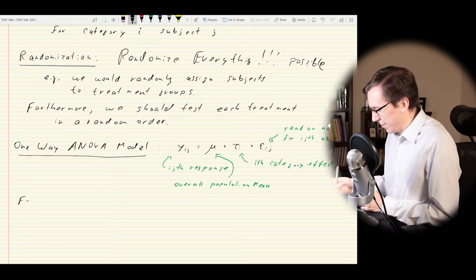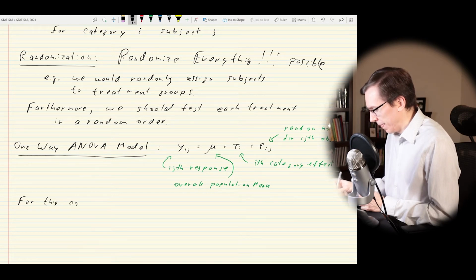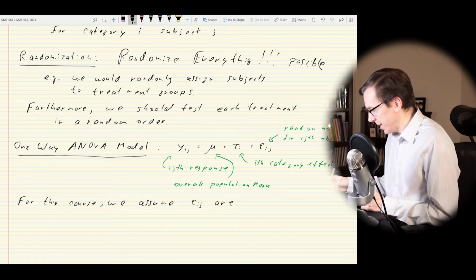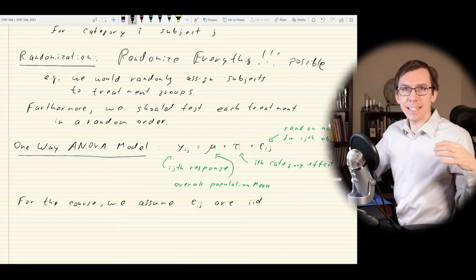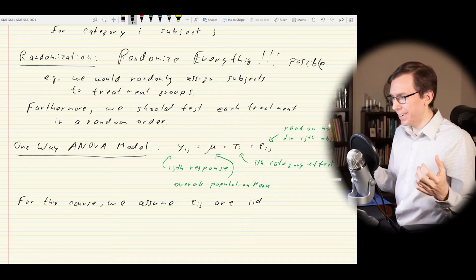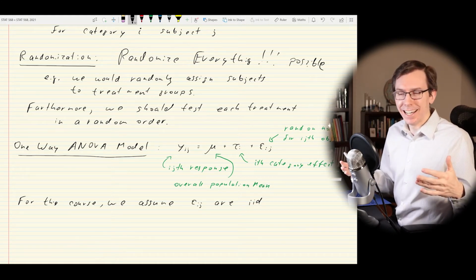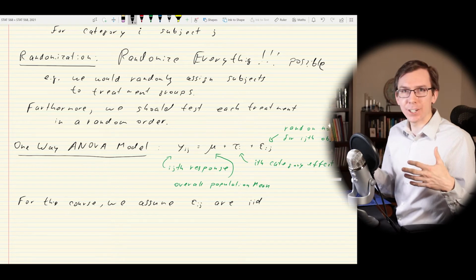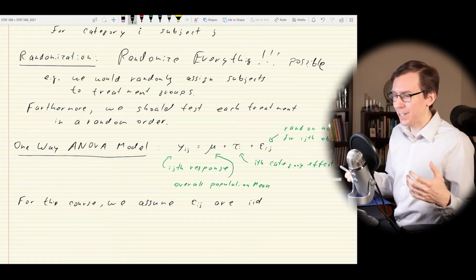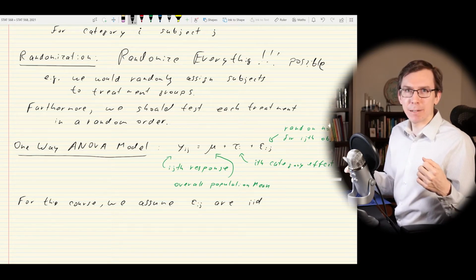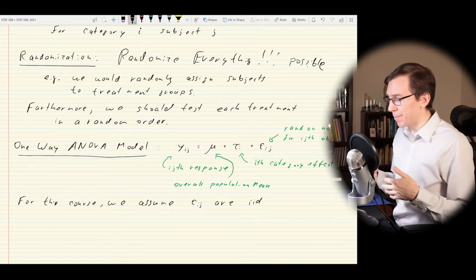Now, for this course, we assume a couple of things. We assume that the epsilon ij are IID, independent and identically distributed. Independent meaning that any two observations should not be dependent on each other. So if I have people in my study, there shouldn't be any correlations or dependence between the responses. For example, if I'm running a medical study, I probably don't want to have siblings in my medical study because there's going to be some genetic dependencies between them.